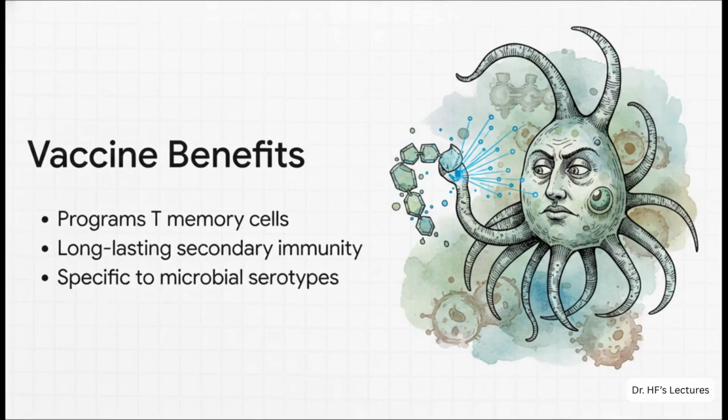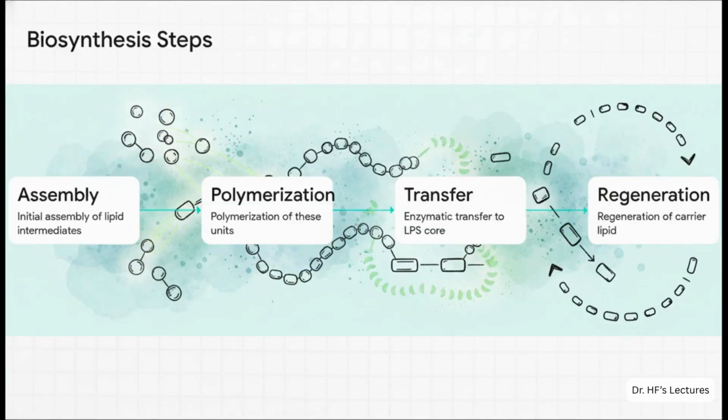What makes this so fascinating is how human medicine has actually hijacked this exact shield. You see, because the O antigen chain is so exposed and unique to specific microbial serotypes, it is an absolutely vital tool for human vaccines. We literally take the bacteria's own identification shield and use it to program our T memory cells, delivering long-lasting secondary immunity. How cool is that? But how exactly do these bacteria build such a complex shield?